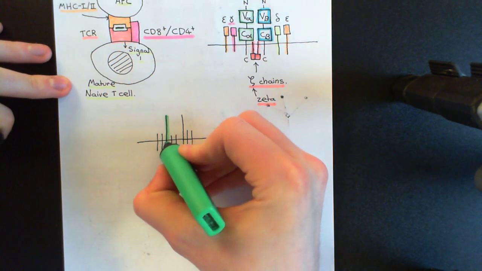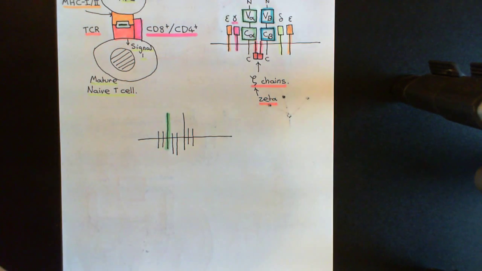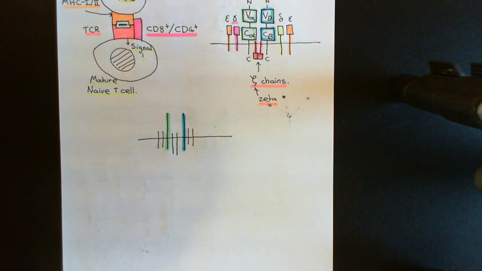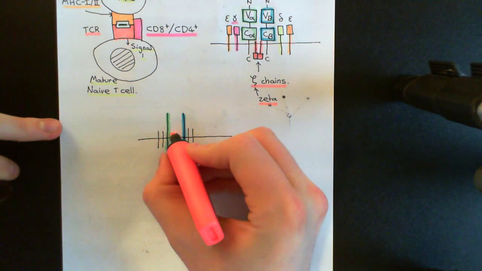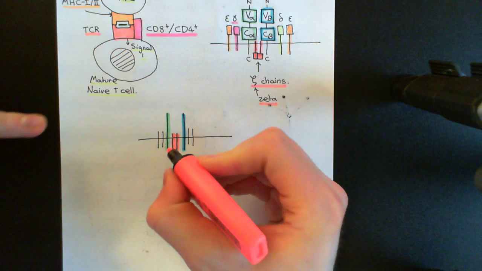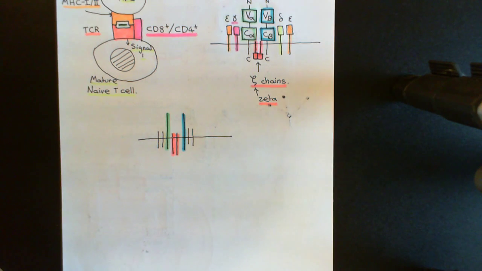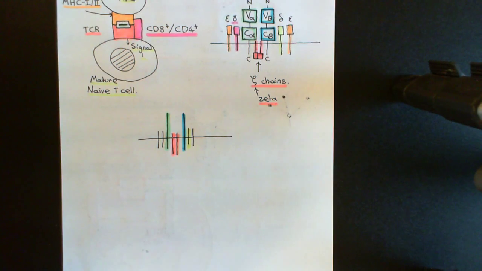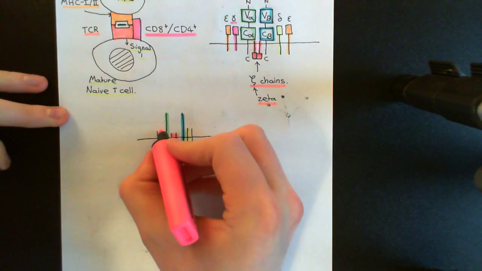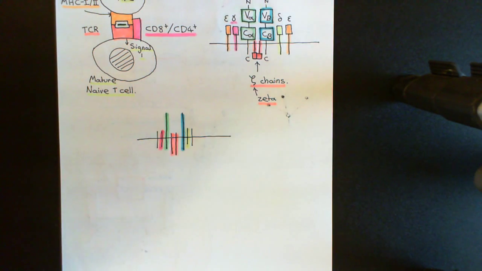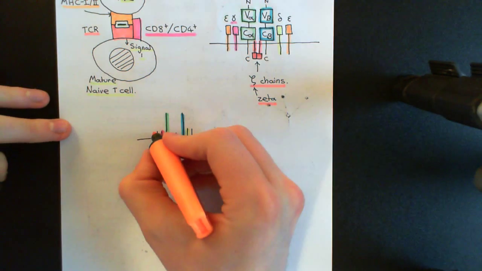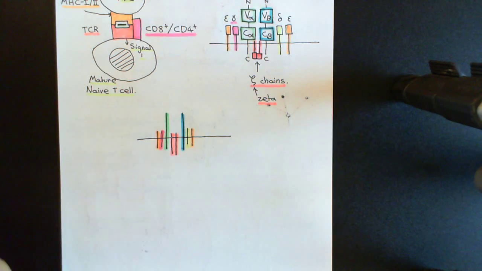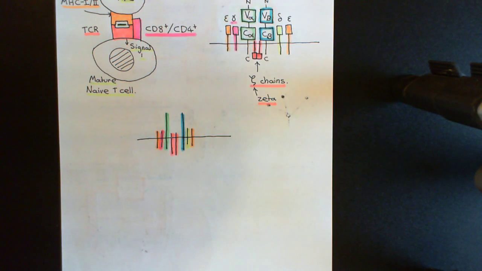So here is the alpha chain in green, here's the beta chain in blue. We'll go for the zeta chains next. So we've got the 2 zeta chains here in red. We'll have the delta chain again in yellow, the gamma chain in pink, and then finally the epsilon chains in orange. So here's my quicker picture for drawing the T cell receptor CD3 complex.